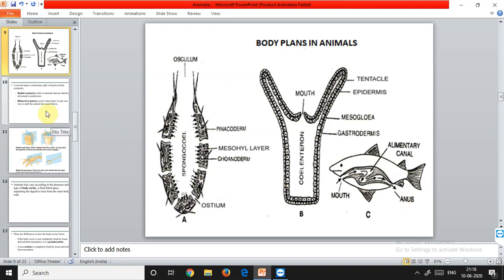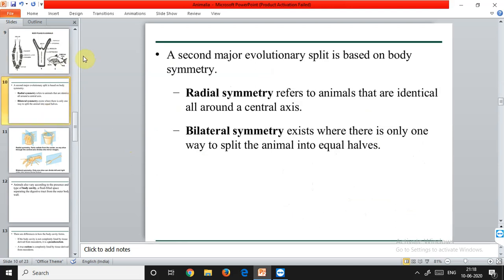Now we'll talk about symmetry. I told you we'll talk about radial and bilateral symmetry later. So what is symmetry? The general form of an organism is said to be its symmetry. Whatever the general form of an organism is, we call it its symmetry. Now, on the basis of symmetry, animals are of the following three types.